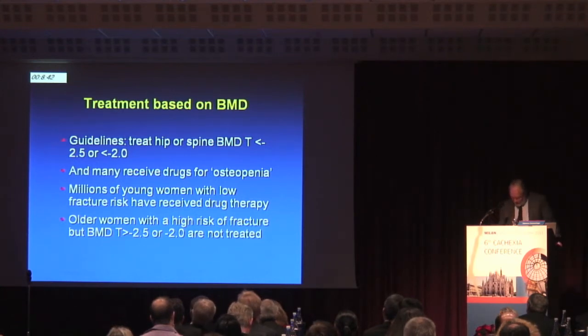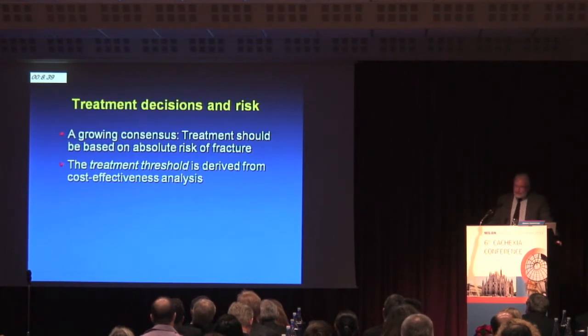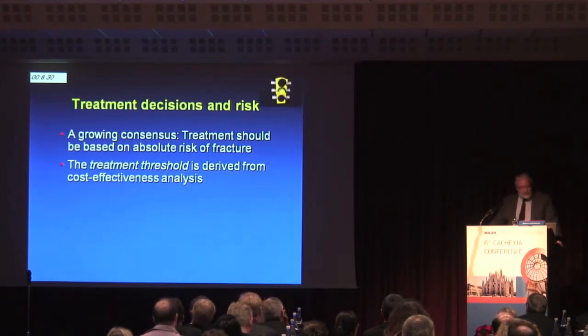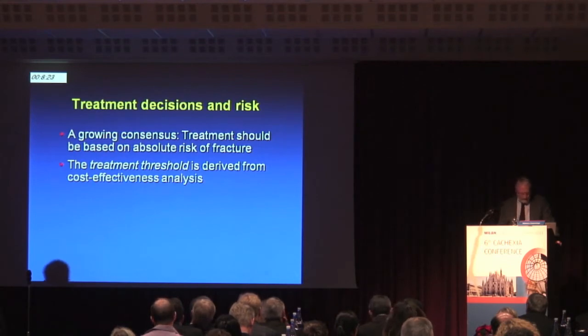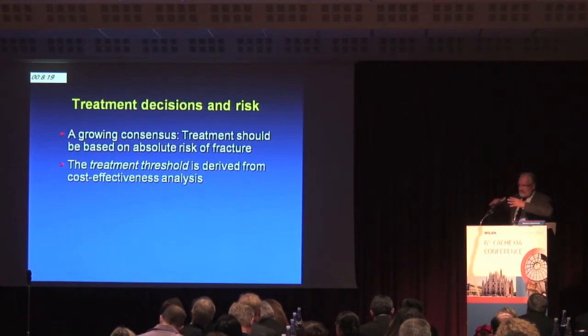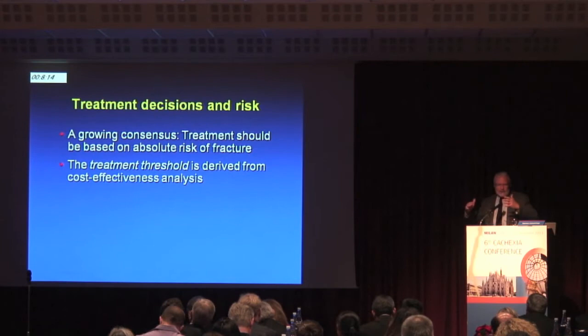So this creates a problem that has led many to a growing consensus that treatment in the future should be based on absolute risk of fracture. Now you can read into this, if you're thinking about muscle, that treatment should eventually be based on absolute risk of the disability or the clinical endpoint of sarcopenia that we care about. And we define these now as treatment thresholds. The treatment threshold is a probability, like a 20% chance of having a fracture in the next 10 years. And if you're above that, treatment is worthwhile.